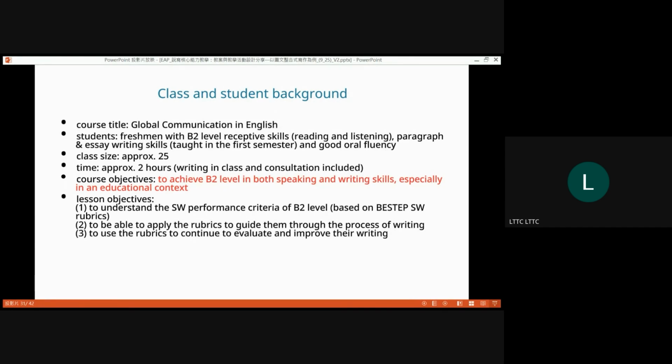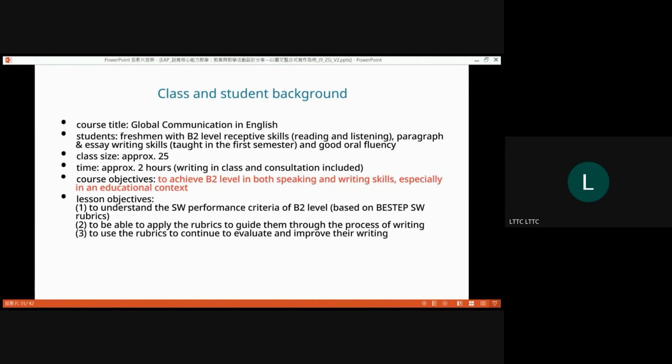So, lesson objectives. Basically, I want the students to learn how they can exactly achieve the so-called B2 level with their speaking and writing skills. So I want them to understand it first. And then I want them to become autonomous learners, which means they will be able to use the descriptors of that level, or the rubrics provided, which I'm going to tell you is that I use BESTEP as the assessment tool. So I want them to apply the rubrics to guide them through the process of writing.